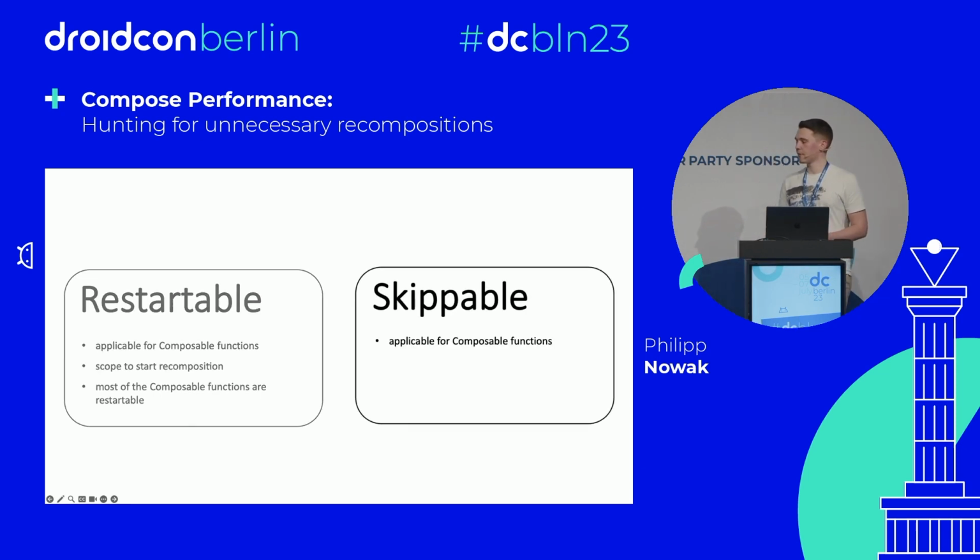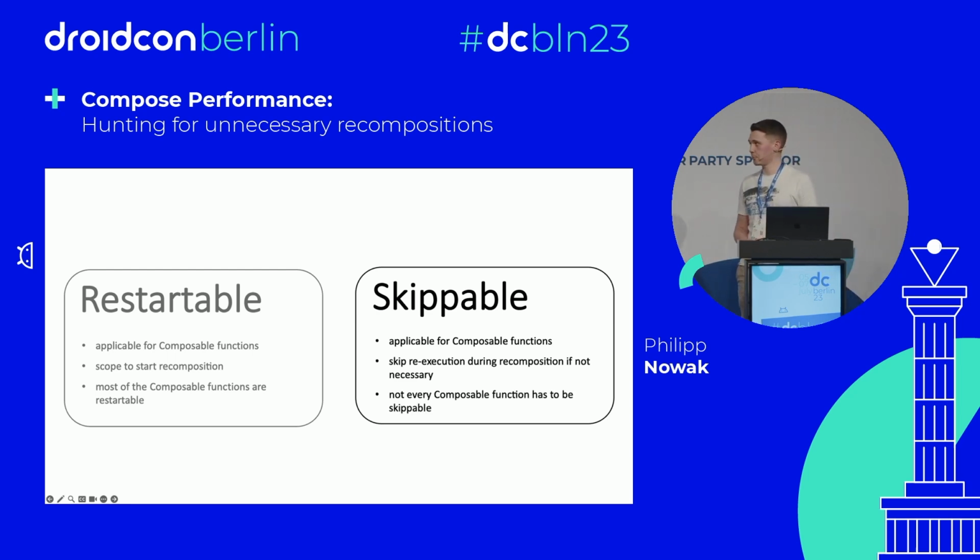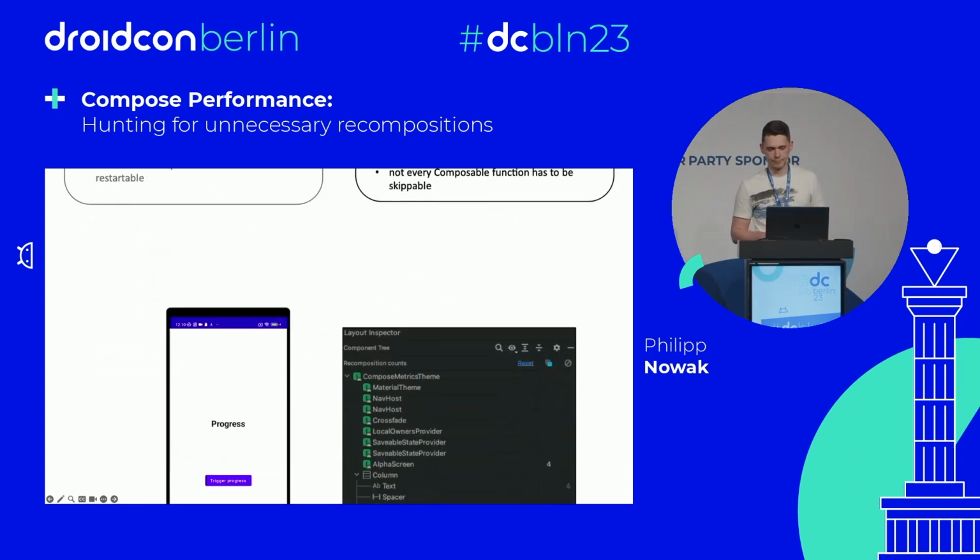The skippability on the other side is, again, applicable for composable functions, and as I already mentioned before, it is the ability of Compose to skip certain composables during recomposition when the input data of this composable hasn't changed, like we saw for our floating action button in the example before. Last but not least, it is important to mention that not every composable function has to be skippable. So with that in our mind, let's go back into the layout inspector once again.